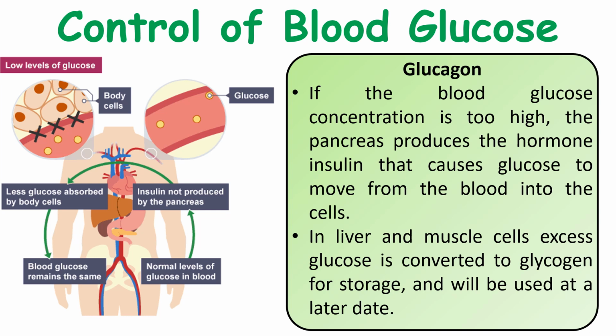So the second hormone that's involved is glucagon. Glucagon is released by the pancreas if blood glucose levels get too low. So if blood glucose gets too low, this is detected by the pancreas. The pancreas will release glucagon, which travels around in the bloodstream until it gets to the liver. And this causes the liver to convert its stored glycogen back into glucose, which can then be released back into the bloodstream.